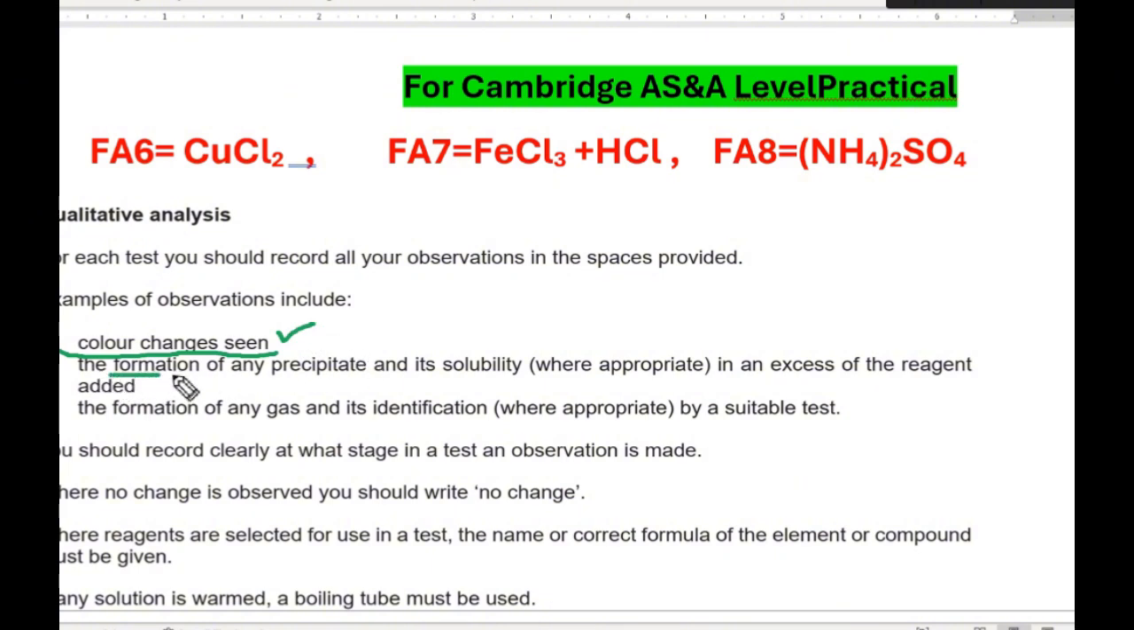Then the formation of any precipitate. If any precipitate is formed, you must mention, say blue precipitate, and its solubility in an excess of the reagent added. Say if you add sodium hydroxide, a small amount, you see blue precipitate, then you add more sodium hydroxide, blue precipitate dissolves or blue precipitate does not dissolve, you must mention it.